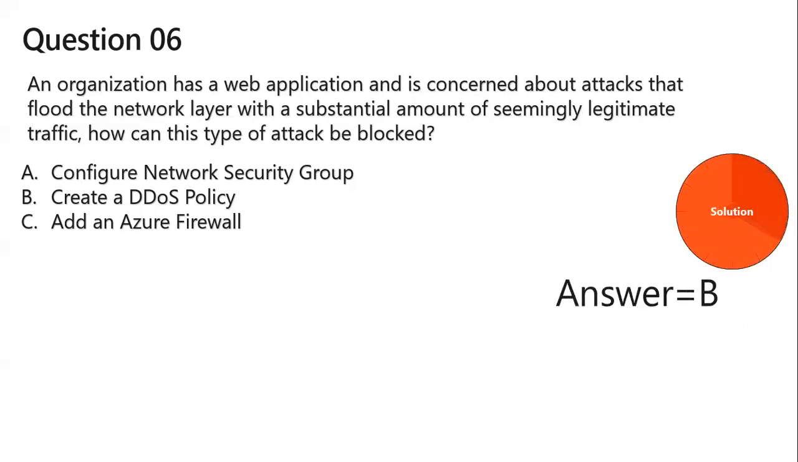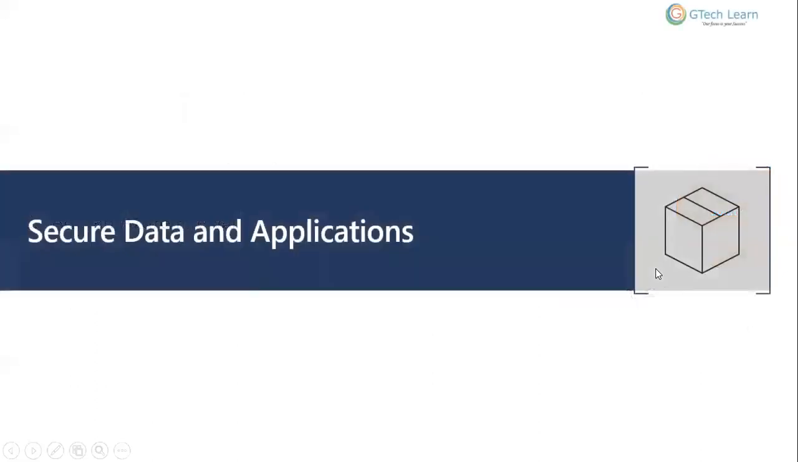Now, for this question, the correct answer is B. Here you can see the application is concerned about attacks that flood the network layer with a substantial amount of seemingly legitimate traffic. That is part of a DDoS attack, so for the same, we need to create a DDoS policy. So the correct answer is going to be B, that is create a DDoS policy. That is all we have to discuss on this.